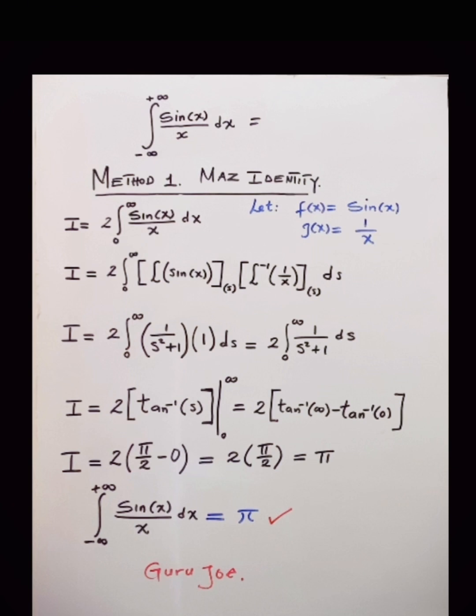So this is the solution using the MAZ identity. Now let's look at the next solution using the Lobachevsky formula. Lobachevsky was a Russian mathematician. This method is so unique.